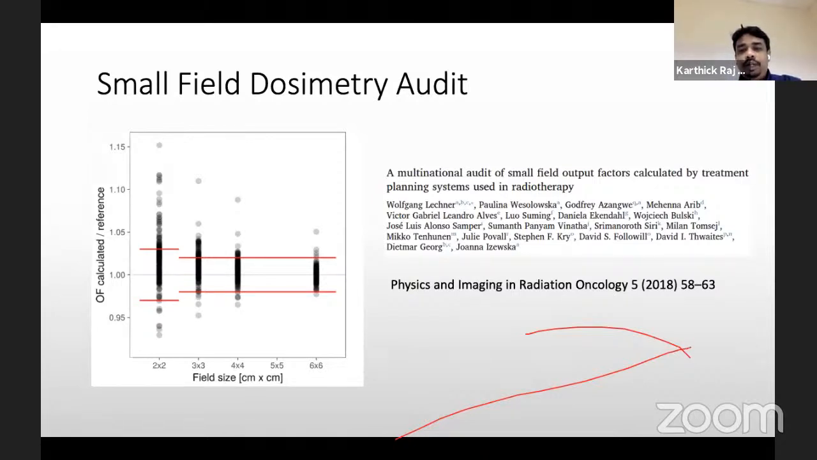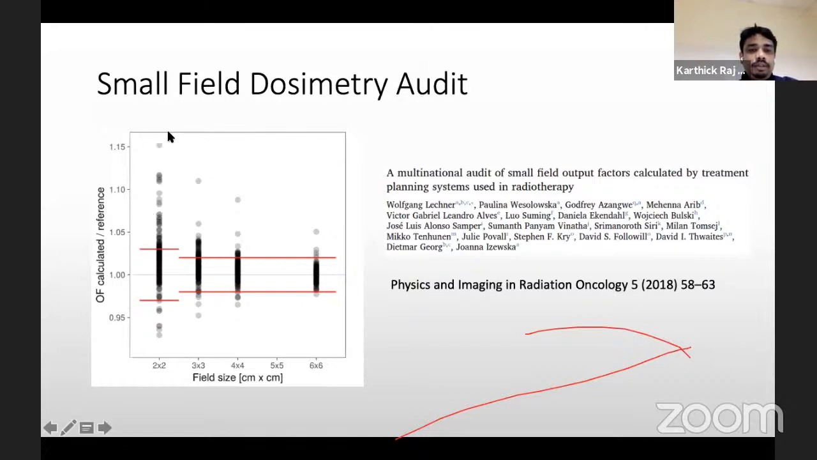Don't ever try to treat a field size less than 4x4. Okay, you configure for a 4x4 or a 3x3. If I have a brain mass patient of 1 centimeter or 1.5 centimeter, your treatment planning system will still calculate with a lot of uncertainties because the data are not inside the treatment planning system, and it will extrapolate and lead to a lot of errors. This is what happened in this diagram. I want to emphasize this plane.